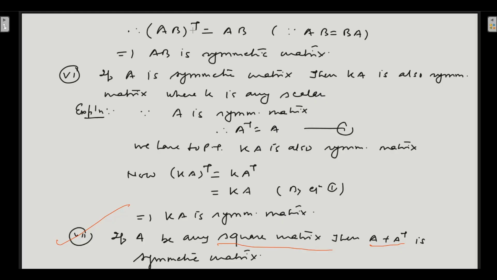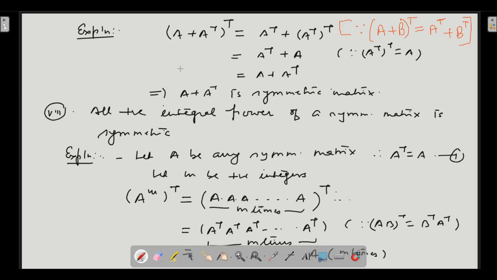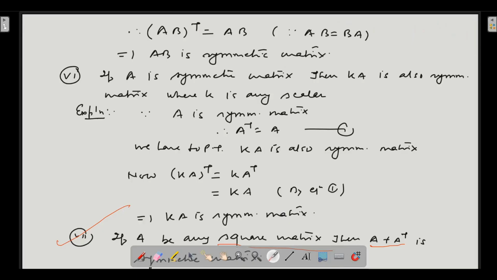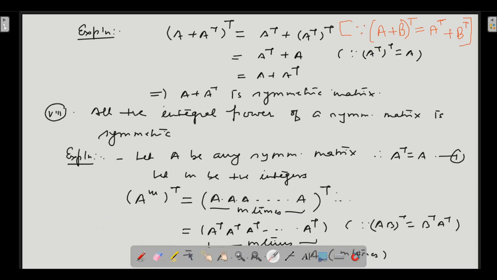We have to prove this particular fact, so let us prove it. In order to show that A plus A transpose is symmetric, we need to show that (A plus A transpose) whole transpose is equal to A plus A transpose. If we show this, then we can certainly say that A plus A transpose is symmetric. So how do we show this?